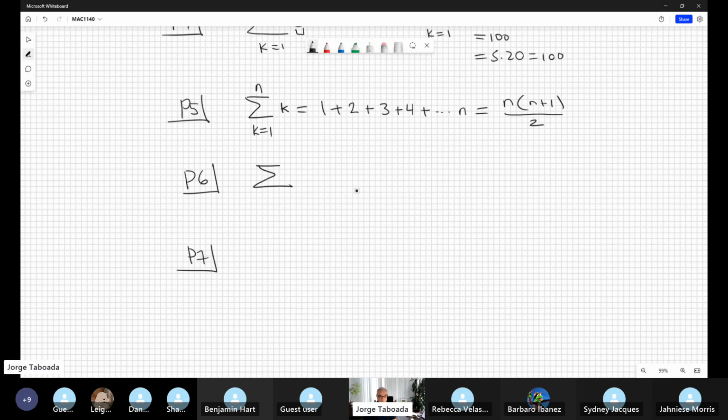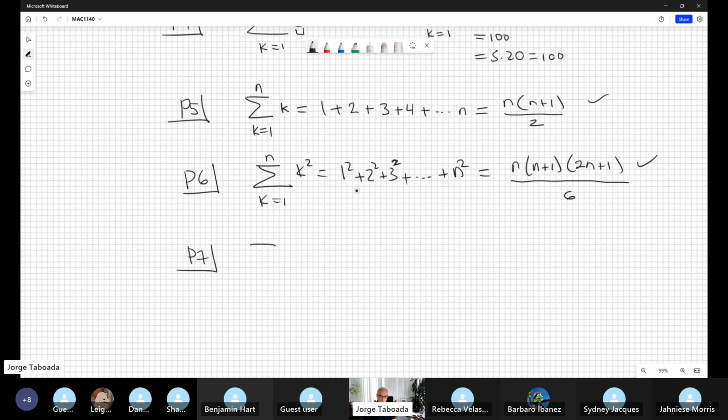Take the summation from k=1 to n, but now it's a square, not 1, 2, 3, no, k squared. So you expand this, it's 1 squared plus 2 squared plus 3 squared, and so on, ending in n squared. And the formula is different. It is n times (n plus 1) times (2n plus 1), divided by 6. I promise in the next class I prove this.